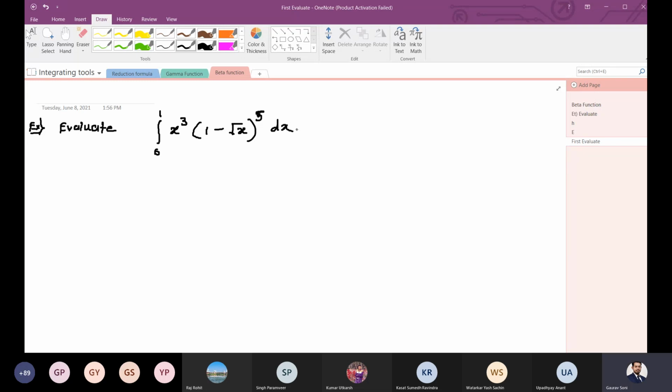What substitution should we make here? So maybe root x equals t, and we can write x equals... Why do you want to put x cubed as x to the power 1 by 2, and the whole raised to 6?